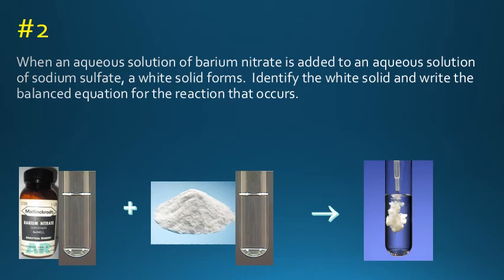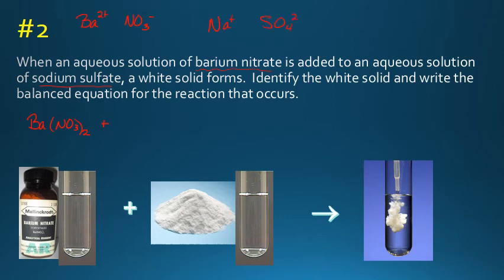Okay, well this first one says barium nitrate. Well, barium has a 2+ charge. Nitrate has a -1 charge. So your formula is Ba(NO3)2. Now our next one is sodium sulfate. Sodium, and then we have sulfate.